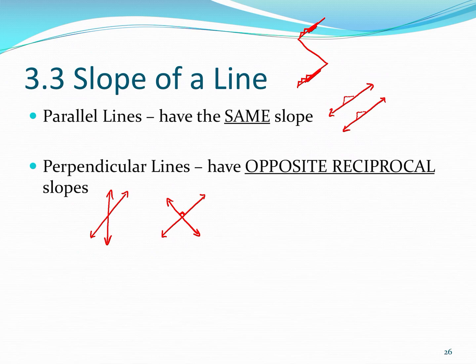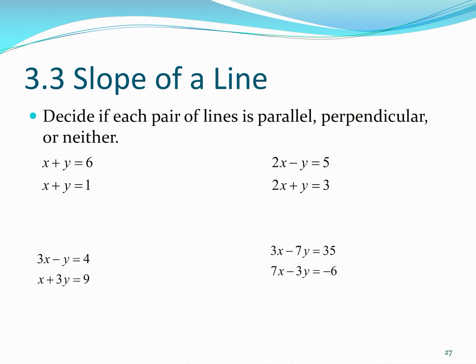And so when we talk about it from an algebraic standpoint, perpendicular lines have what we call opposite reciprocal slopes. Meaning that if the slope of this line, let's just use an example here, is 2/3, well, the slope of this perpendicular line has to be negative 3/2. It has to be the opposite sign and reciprocal. Okay, so be careful there. It can't just be opposites, can't just be reciprocals. It has to be opposite and reciprocal.